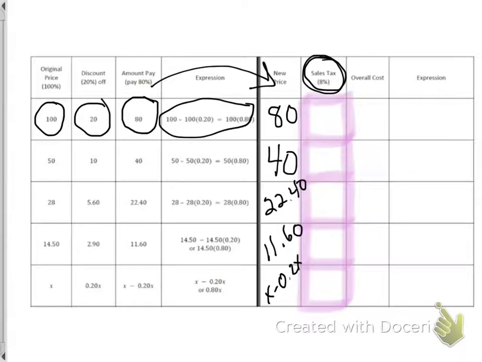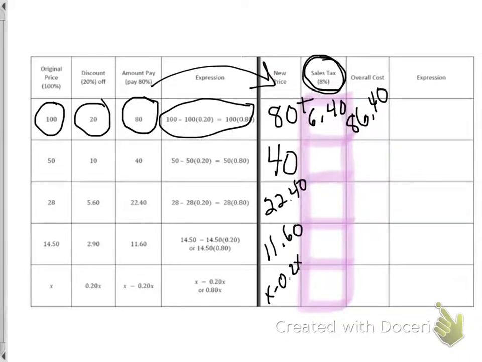So if we continue on here now, our sales tax on $80, 8% sales tax, is $6.40. Now our overall cost, you're going to add these. You're going to add your $80, which is the new price, plus your sales tax, and that's $86.40. That is going to be our total cost.